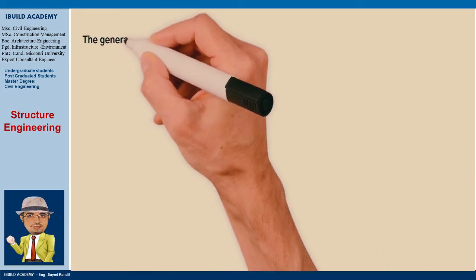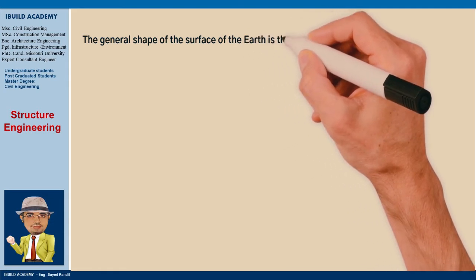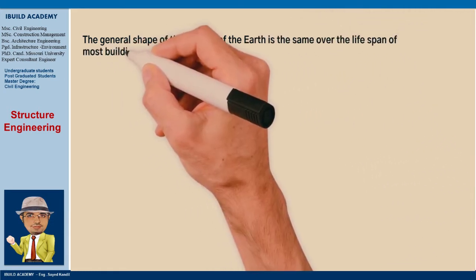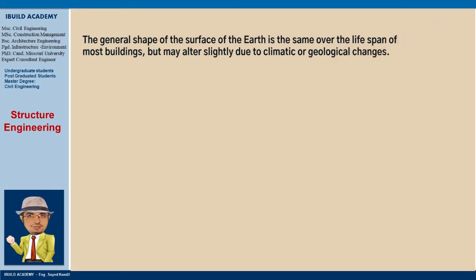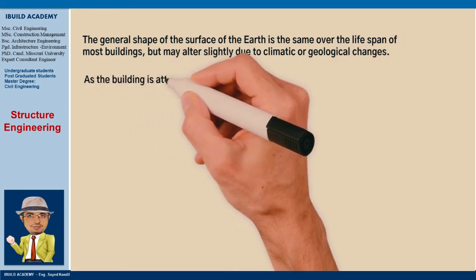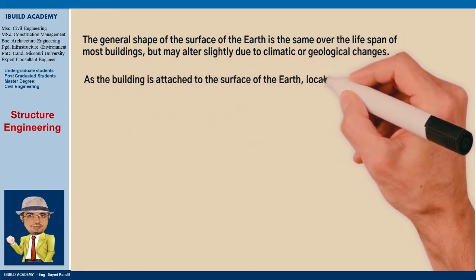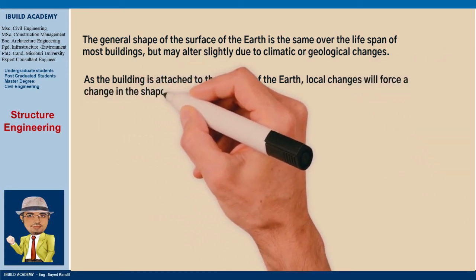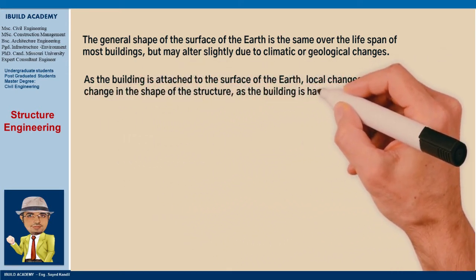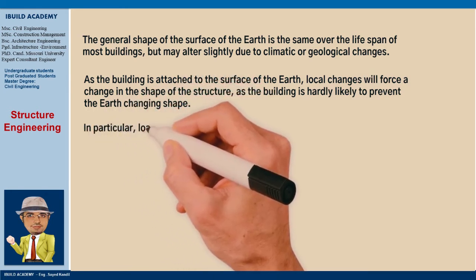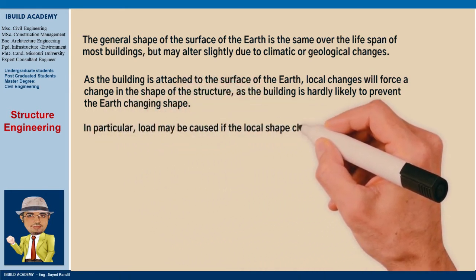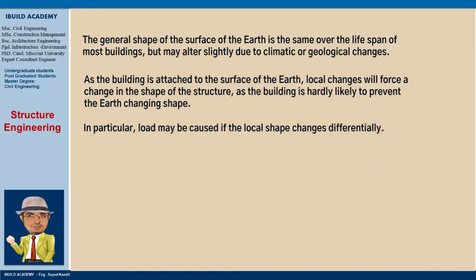The general shape of the surface of the Earth is the same over the lifespan of most buildings, but may alter slightly due to climatic or geological changes. As the building is attached to the surface of the Earth, local changes will force a change in the shape of the structure, as the building is hardly likely to prevent the Earth changing shape. In particular, load may be caused if the local shape changes differentially. It is not obvious how this causes a load on the structure, if indeed it does.